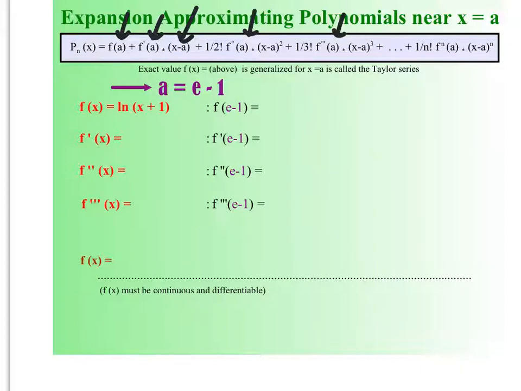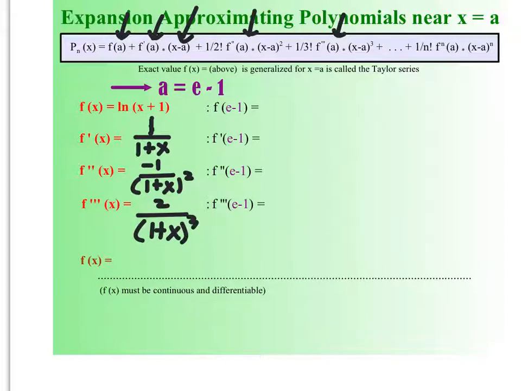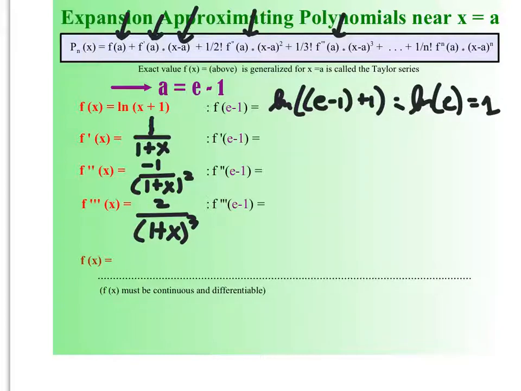Again, we got the same values here. This is the same function, 1 over 1 plus x. This would be negative 1 over 1 plus x squared. And this would be a positive 2 over 1 plus x cubed. Alright, so if I plug in e minus 1, I want you to imagine, I take the natural log of e minus 1 plus 1. That's going to be the natural log of e. So that'll equal 1. Okay, so our constant will be 1.